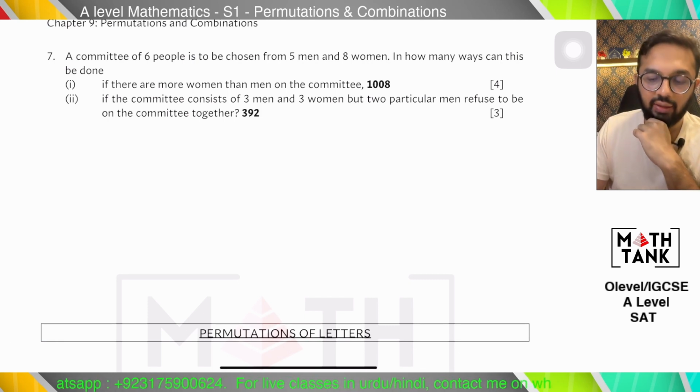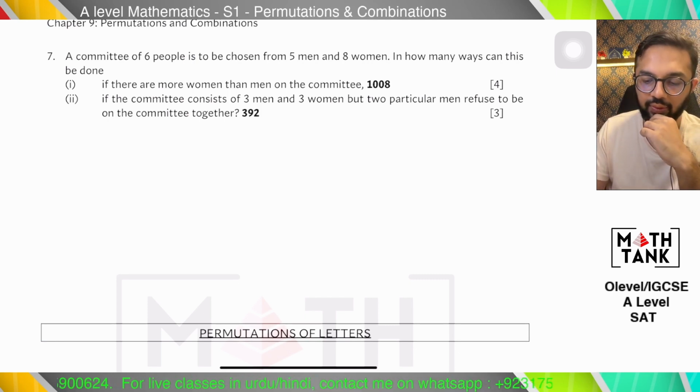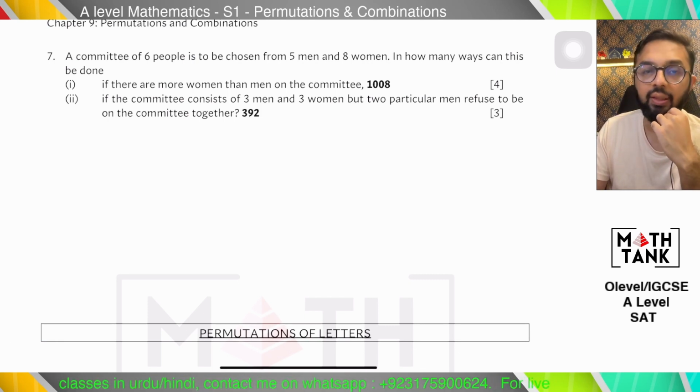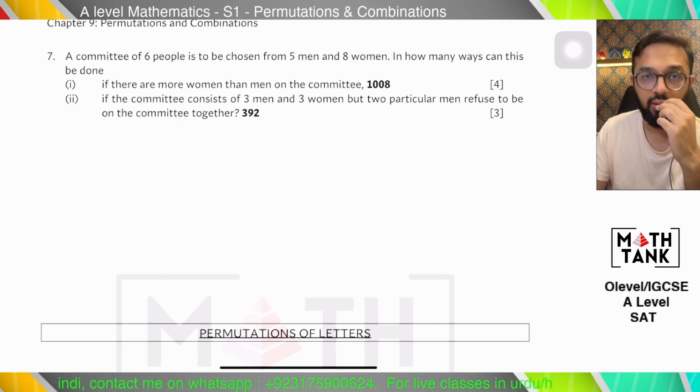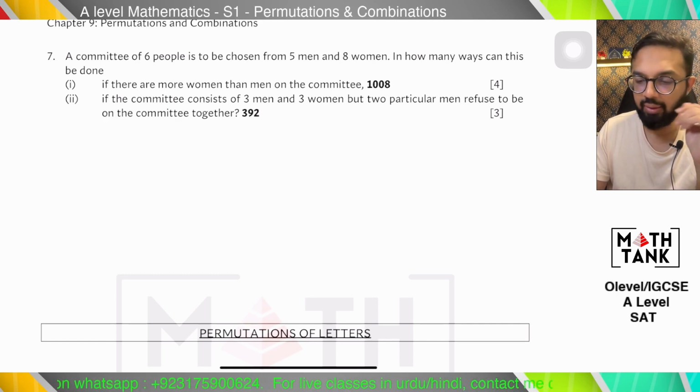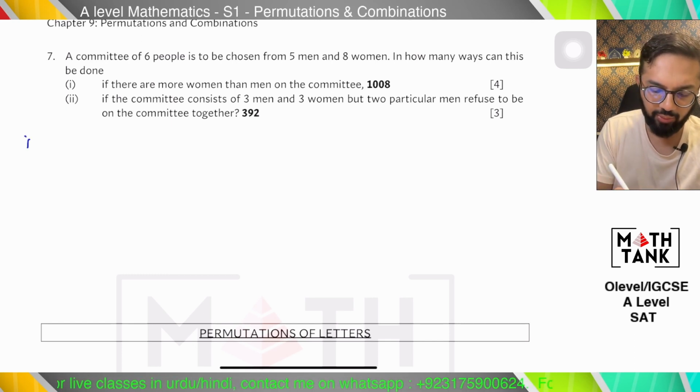Then question number 7, it says a committee of 6 people is to be chosen from 5 men and 8 women. In how many ways can this be done if there are more women than men on the committee? So this is like an old question. Okay, let's do it in the same way.